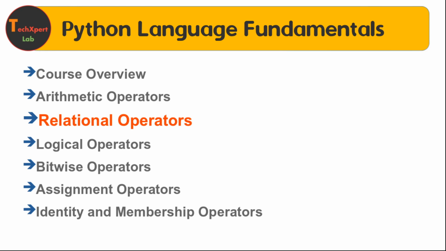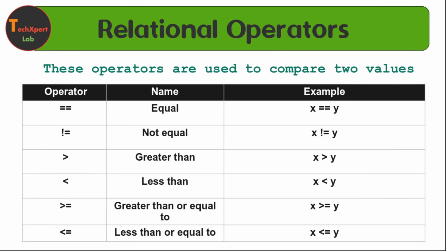Operator is relational or comparison operator. So these relational operators are simply used to compare two values, so that it returns the value either true or false. Whenever the condition is satisfied, the value will be true, and if the condition does not satisfy, then the value will be false.